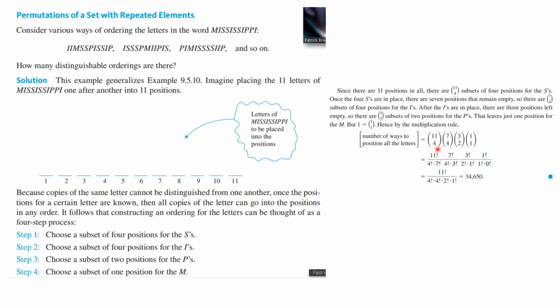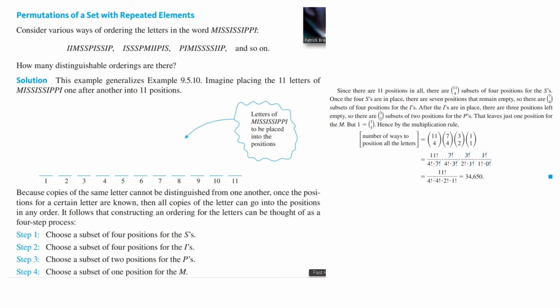So we had 11 spaces, 4 places to put the S's, this is 11 choose 4. Now after we've got the S's in place, we're going to look at the I's, and this is 7 choose 4 because there's only 7 spaces remaining. And then we look at the remaining 3 spaces and we pick 2 of those for P, and then we have this. So you see it's the product of these 4 steps. If you do the calculation, you get this, 34,650.